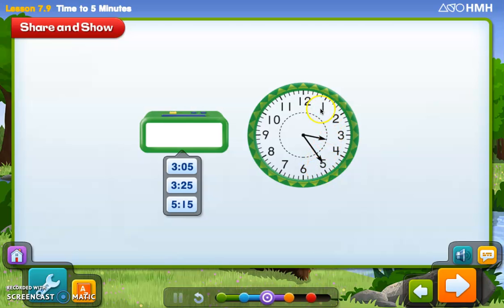So ready? 5, 10, 15, 20, 25. So we can say that the time on this clock is showing 3:25, which is this answer right here. Well done! 25 minutes have passed since 3 o'clock, so the time is 3:25.